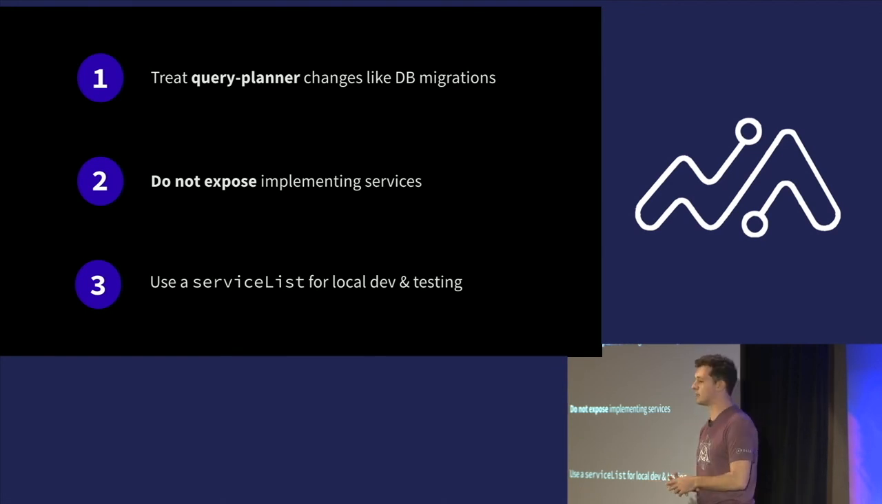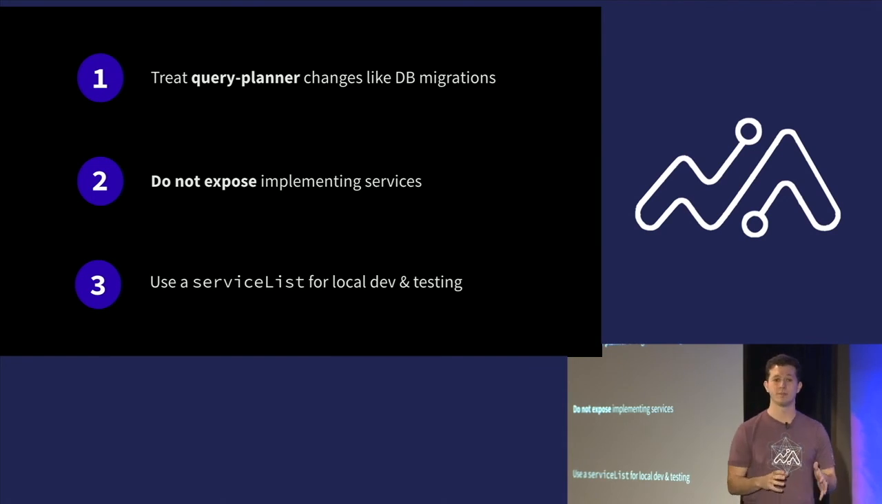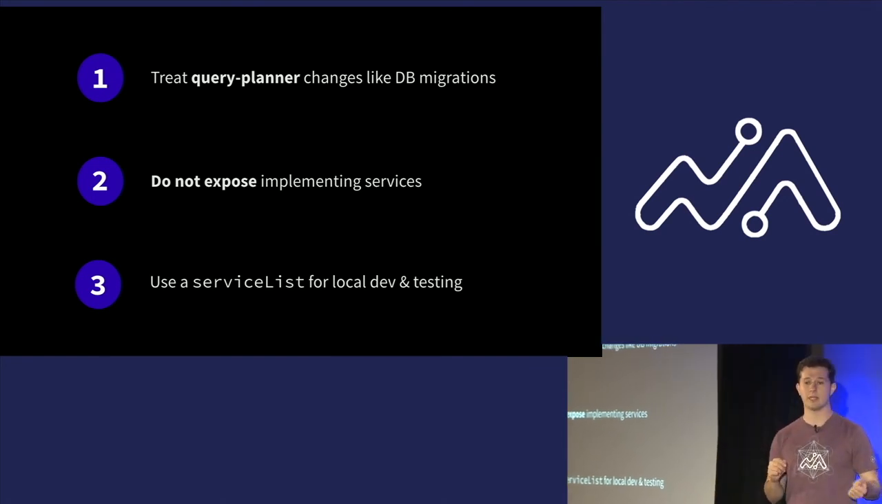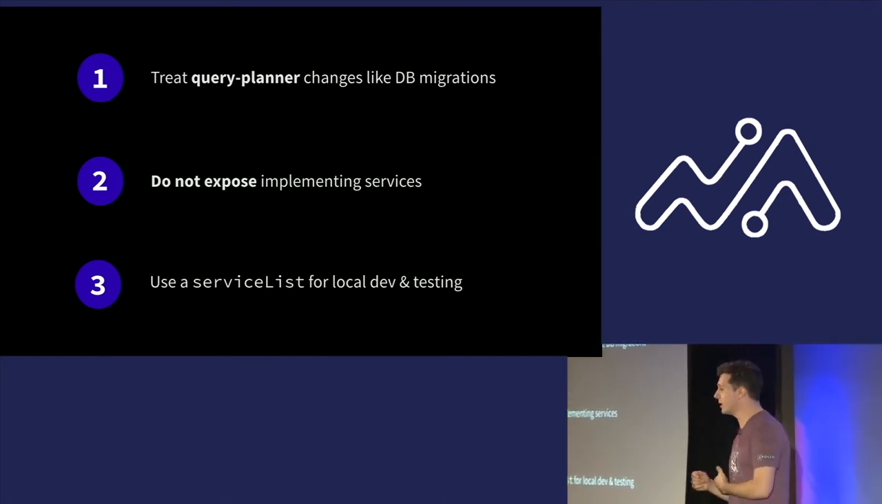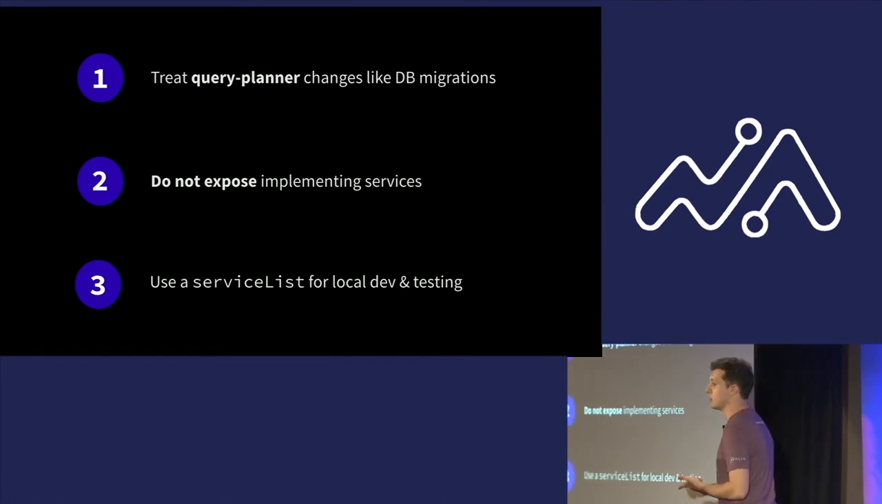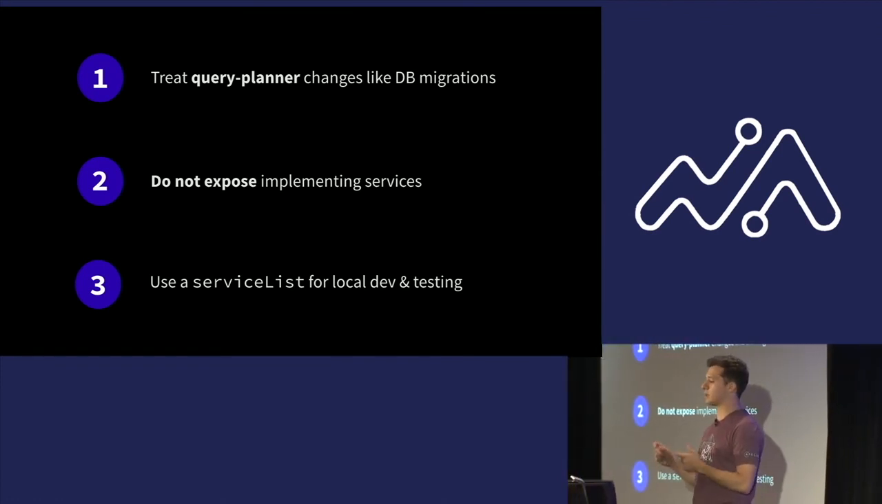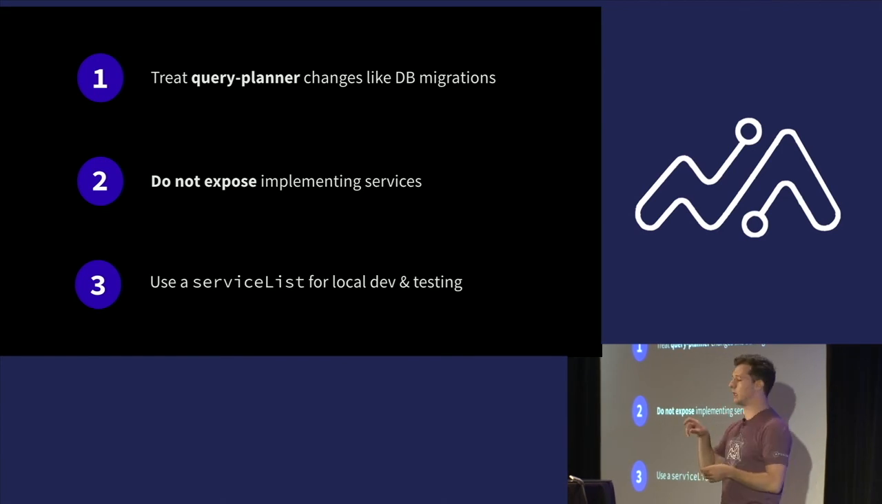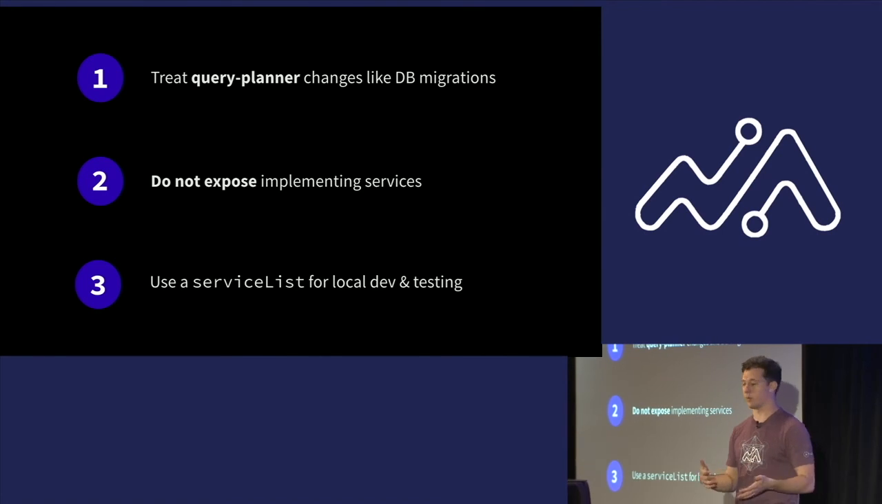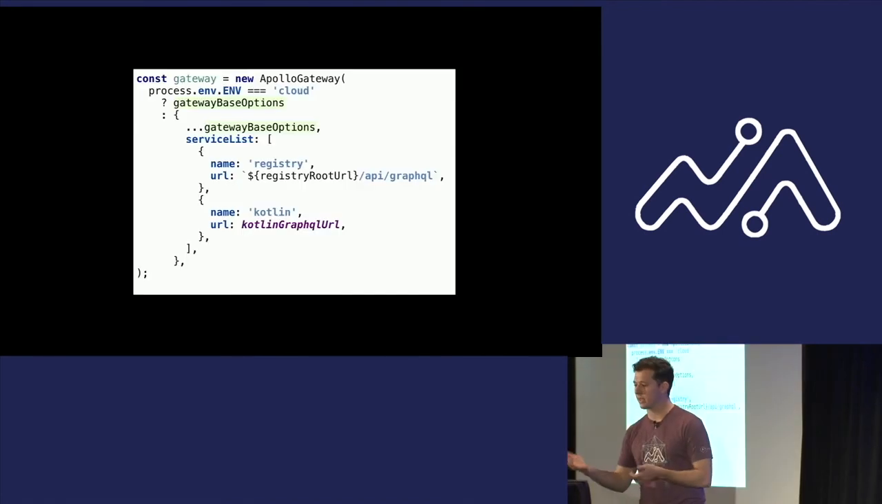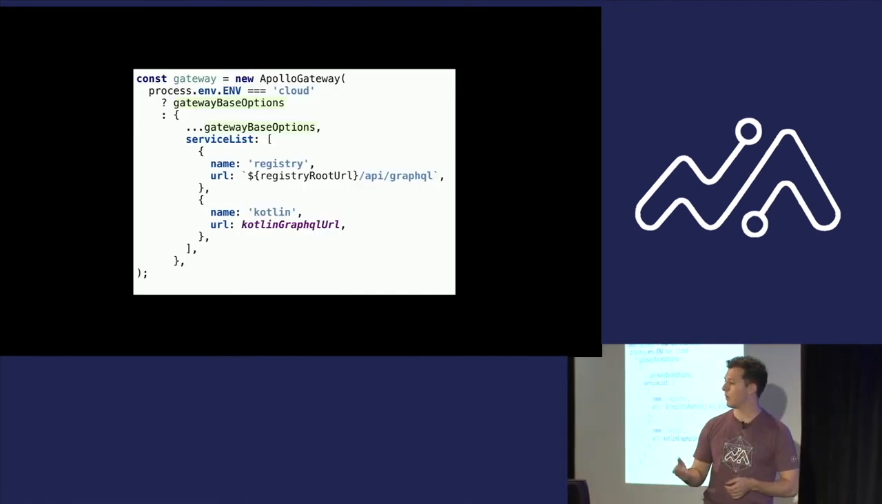The third one is that having a graph manager for running in production is absolutely necessary for our reliability. But when running tests or when running locally, having a static service list makes a lot more sense. It allows us to mock out the other services that we might be dependent on for our local development workflows. And that looks something like this. Starting up a gateway, checking an environment variable to see if it's cloud, otherwise having a static service list that runs.